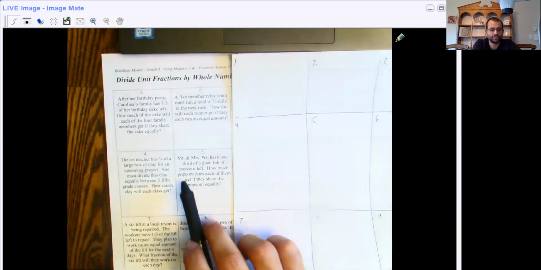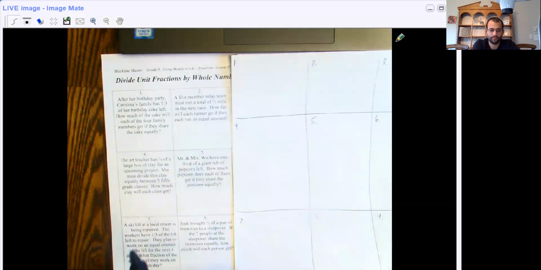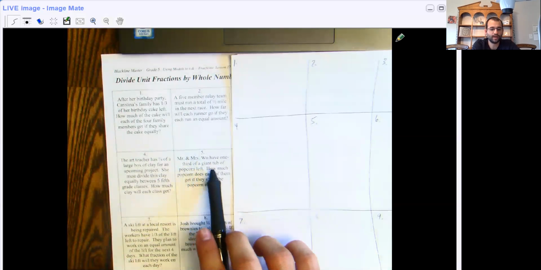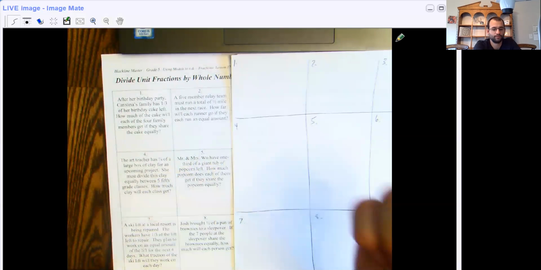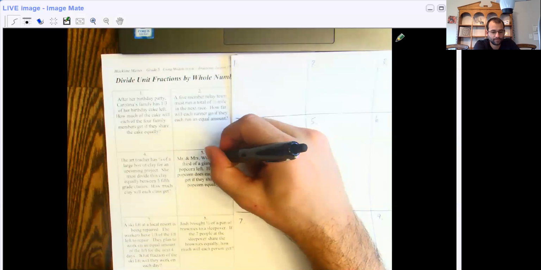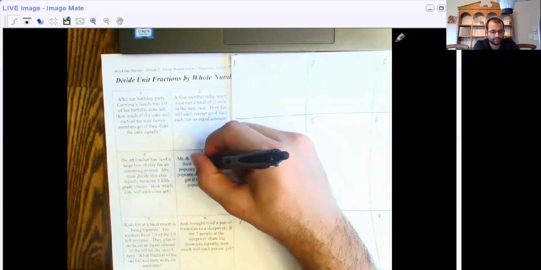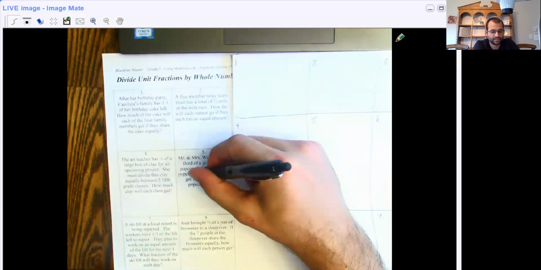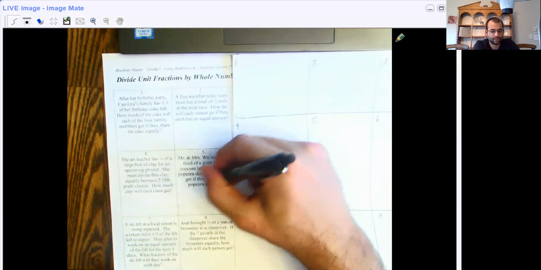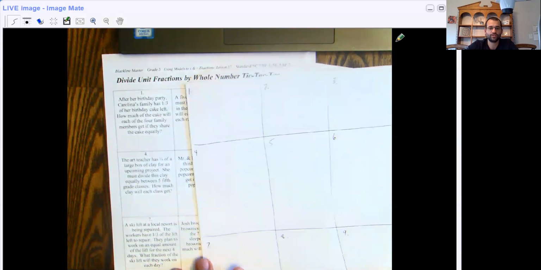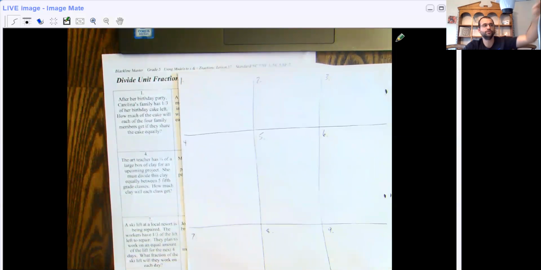It says Mr. and Mrs. Wu. I'm on page 70, which has all the different problems. Mr. and Mrs. Wu have 1/3. Here's my keyword, have, and 1/3 of a giant tube of popcorn left. How much popcorn does each of them get if they share the popcorn equally?